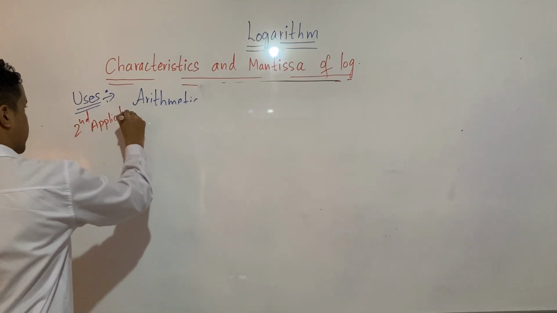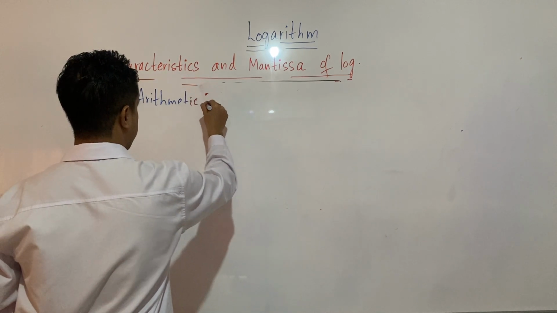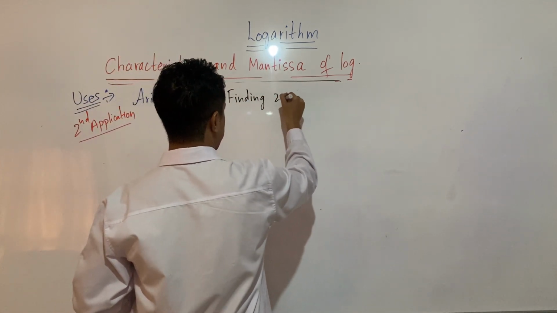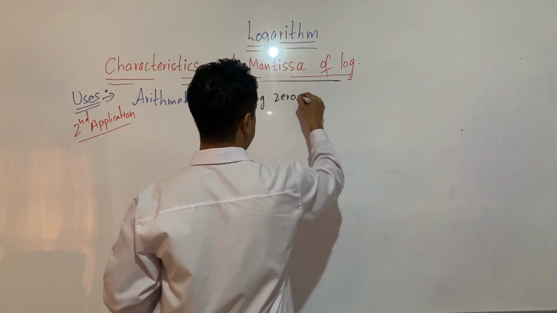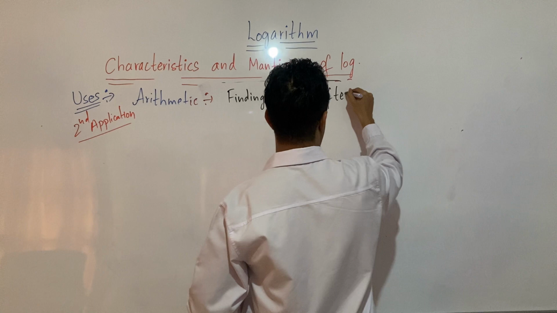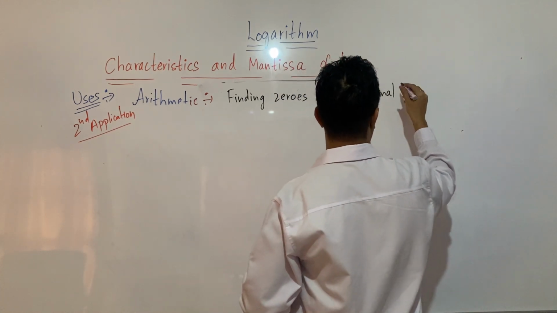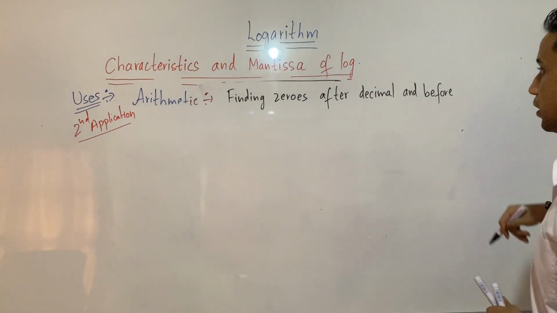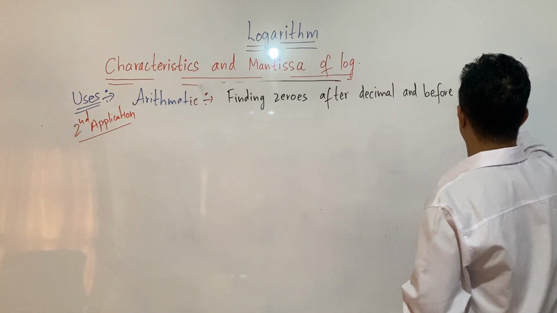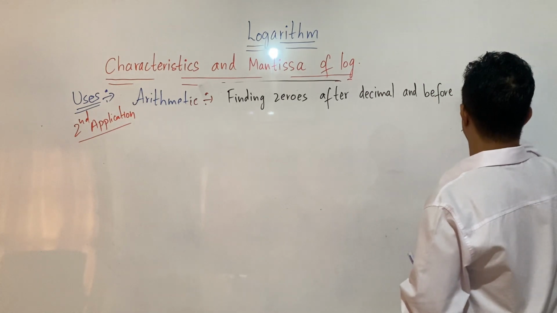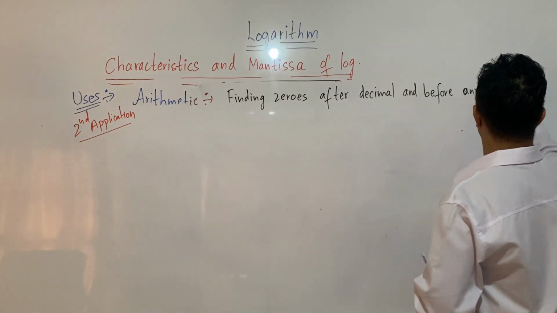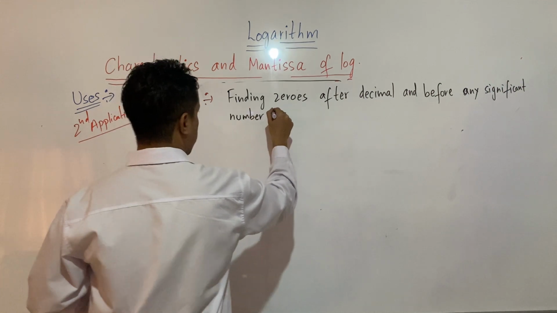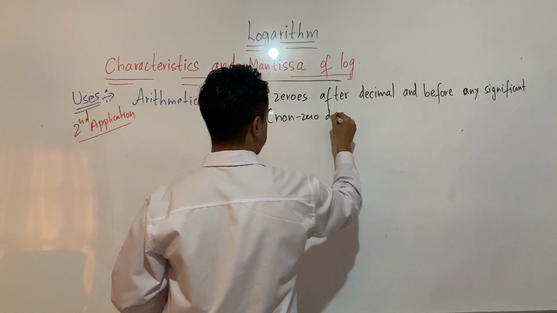Again, arithmetic. In arithmetic, it's finding zeros after the decimal and before a non-zero, before any significant number or non-zero digit.